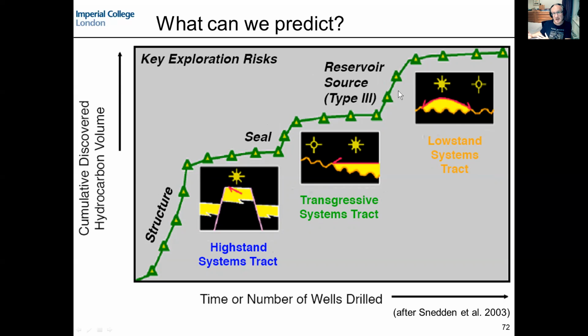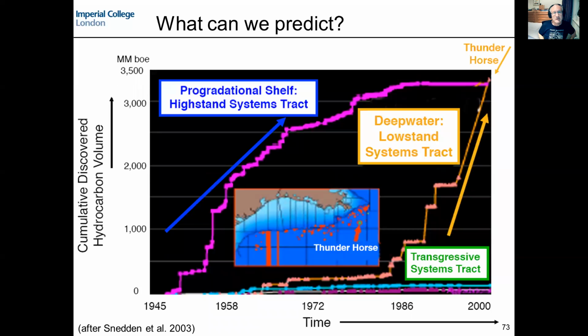Once we're into the deeper part of the basin or deeper part of the stratigraphy, we're away from the typical source rocks that supply Highstand and transgressive systems tracts. So, if you like, that is a bit of a cartoon concept. Let me show you an example.